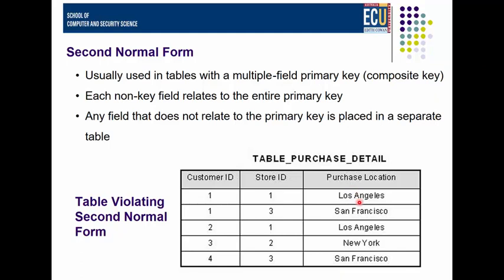Now this purchase location does not depend on customer ID directly. It does not affect the customer ID. In fact, this store ID is the same thing which we have over here. If we don't have it over here, our business logic will still work, because we have store ID over here, and store ID tells us what the store is about. Any field that does not relate to the primary key is placed in a separate table. This field does not relate completely with the primary key. It does relate with the store ID, but not with the customer ID. The primary key is both together.